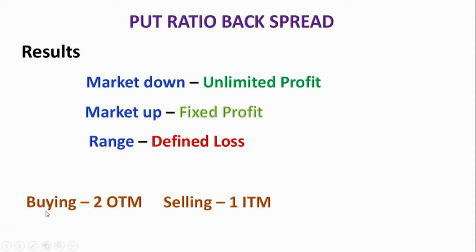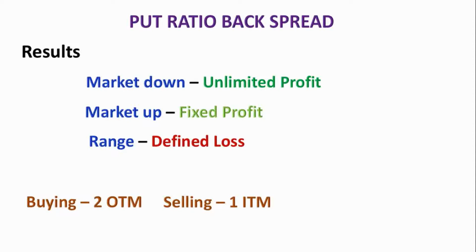So we will buy 2 OTM and 1 ATM. Again, I assume you know what is OTM and what is ITM. For the long put, we will buy 2 long puts and sell one short put. So this is the put ratio back spread concept.